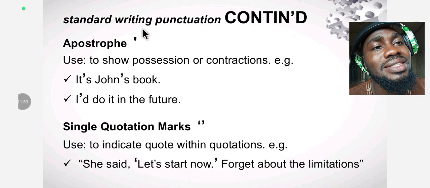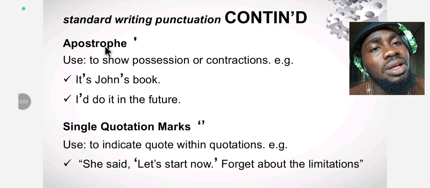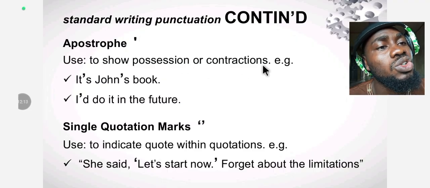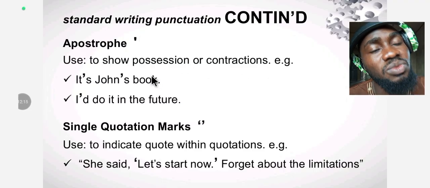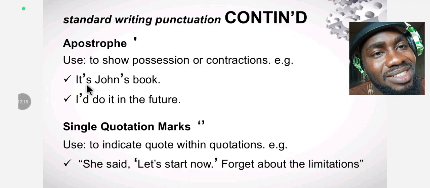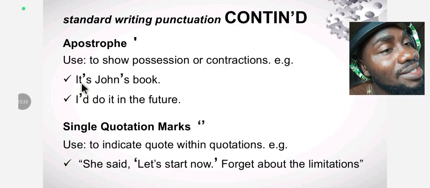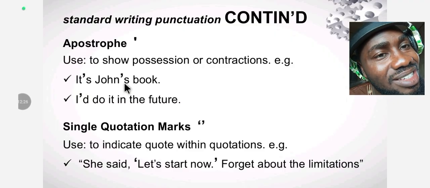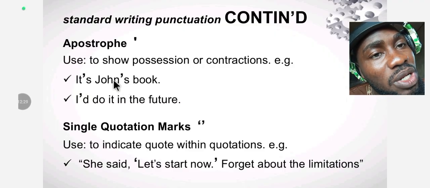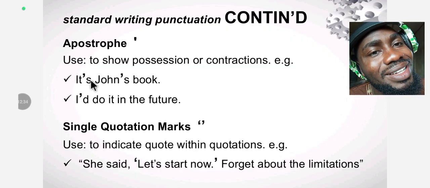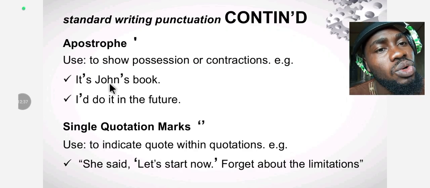Still under standard writing punctuation, apostrophe. You can see the sign here. Apostrophe is used to show possession or contractions. For example, the first is to show possession. Its is a possession. It tells us that it belongs to it. The next is John's, showing possession. It belongs to John. It's John's book. That's the book. It's John's.